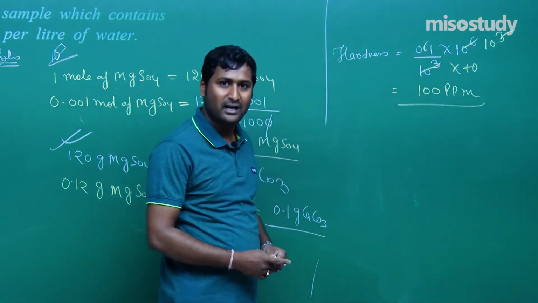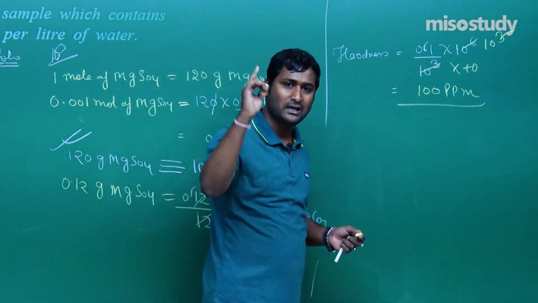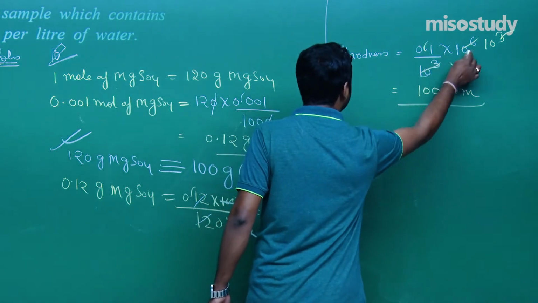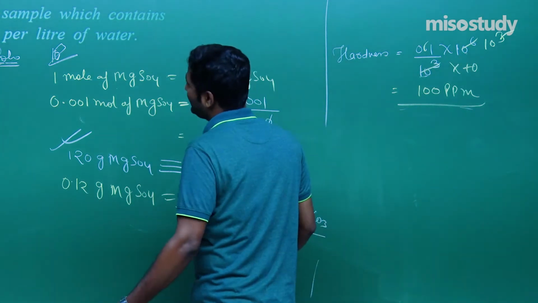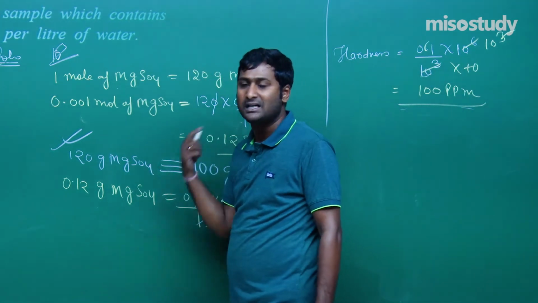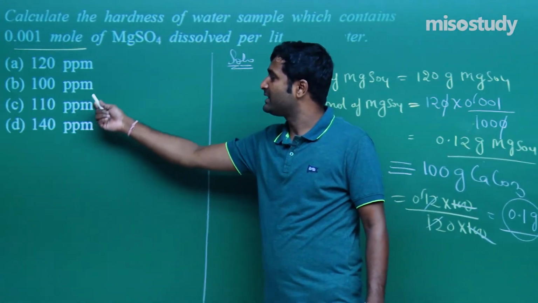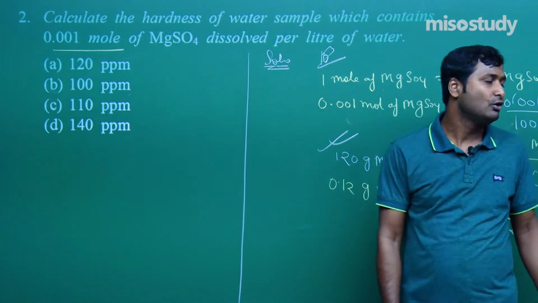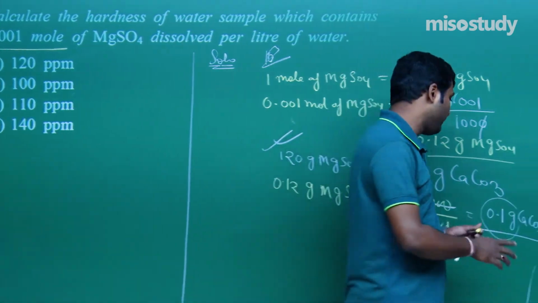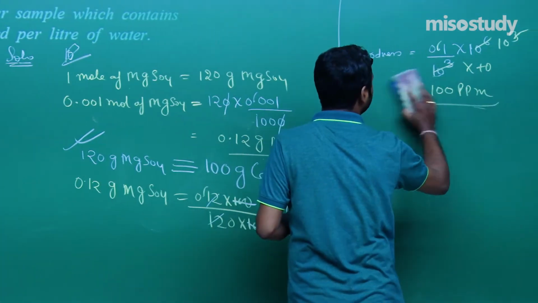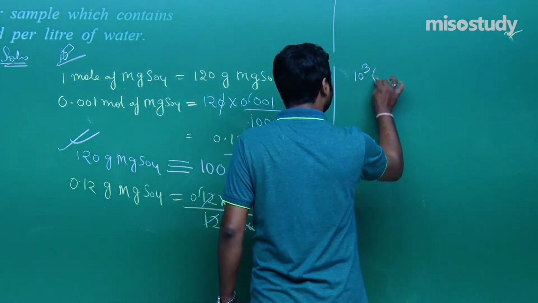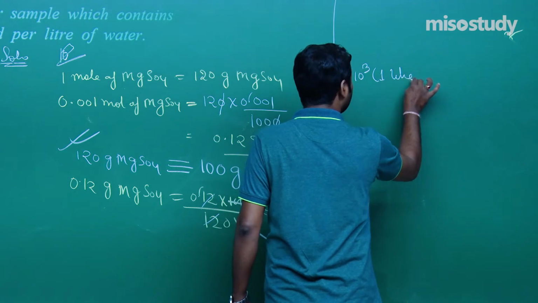This is the answer. 10 to the power 3 gram, that is 1 liter, contain 0.1 gram. So 10 to the power 6 liter contain 100 gram, that is 100 ppm, because degree of hardness is always measured in ppm. Clear to you? So we can easily write. If you have any doubt, I have just written these terms. You can write like this: 10 to the power 3 gram. This is the best method, right?